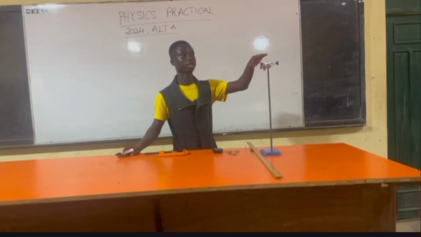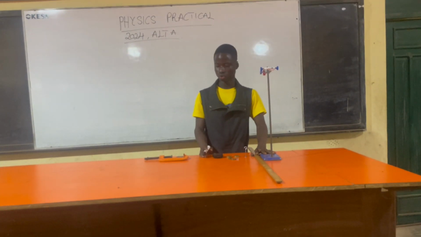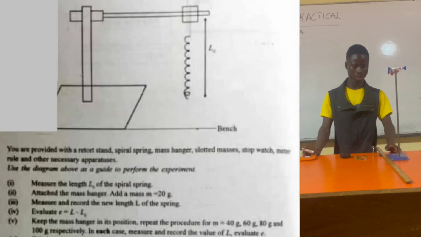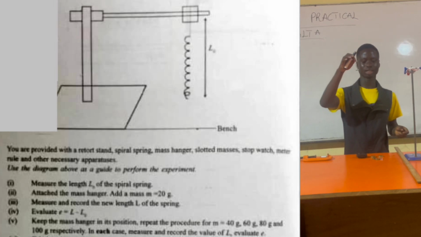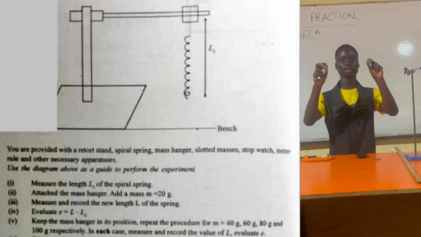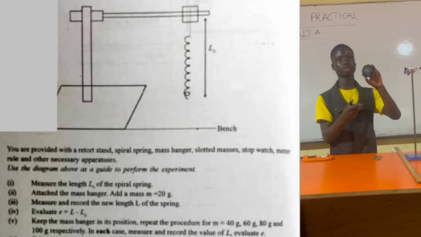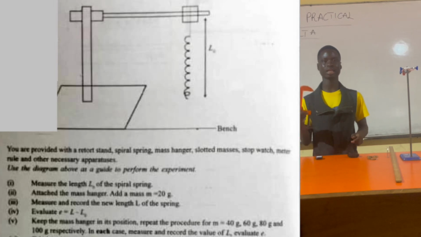Here are the provided apparatus that we need. From the question, we are provided with a retort stand, spiral spring, a mass hanger. We have our slotted masses over here. We have our stopwatch, meter rule, and other necessary apparatus like the G-clamp.